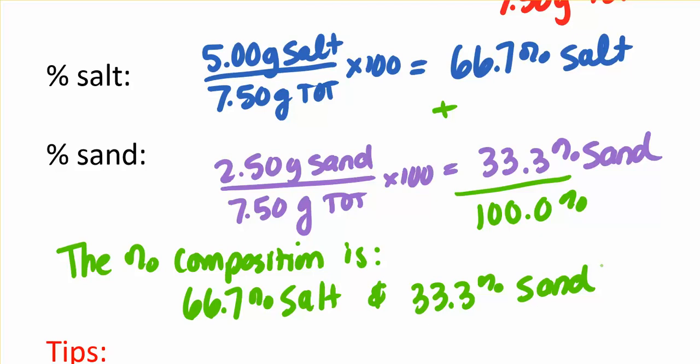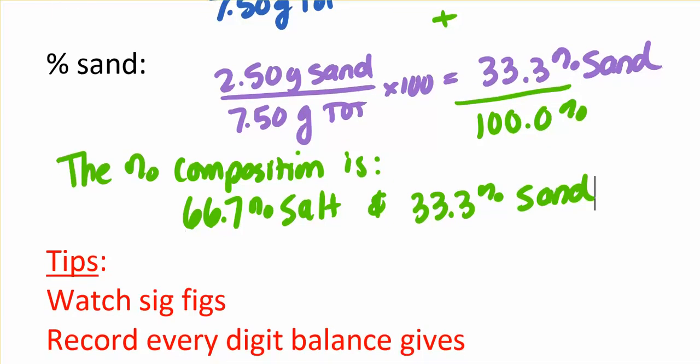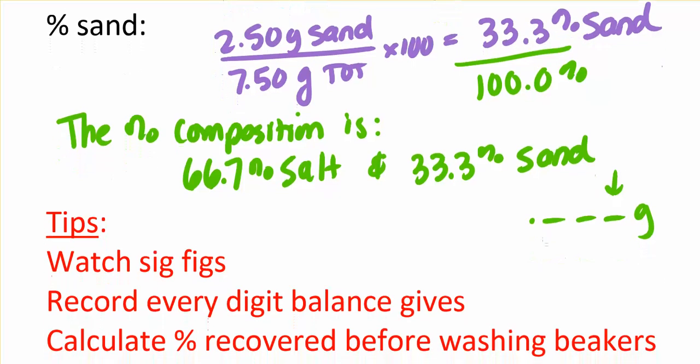Okay, let's talk about some tips for this experiment. Of course, you're going to watch significant figures even with all these percents. We follow the sig fig rules. Be sure you record every digit the balance gives you. We're going to be dealing with some pretty small masses, and you'll have probably 3 places past the decimal on some of the masses, and that will affect your results.